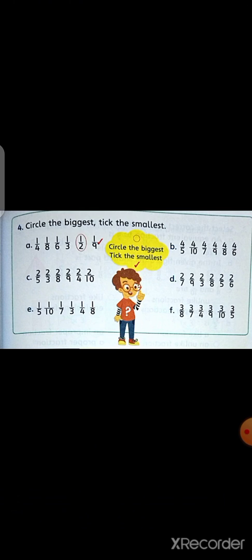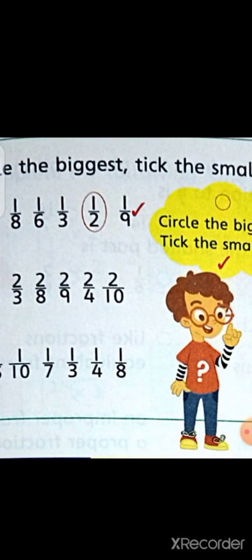Now question number 4 on page number 115. I hope you understood well about ascending and descending order of fractions, like and unlike. Now circle the biggest and tick the smallest. This is question number 4, A part. There are 1 over 4, 1 over 8, 1 over 6, 1 over 3, 1 over 2 and 1 over 9. These fractions are unlike fractions, very good, because denominators are different, or things are divided or cut into different parts.